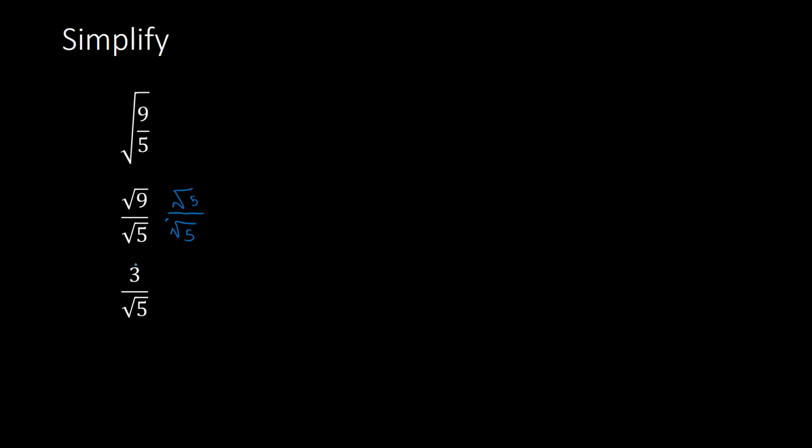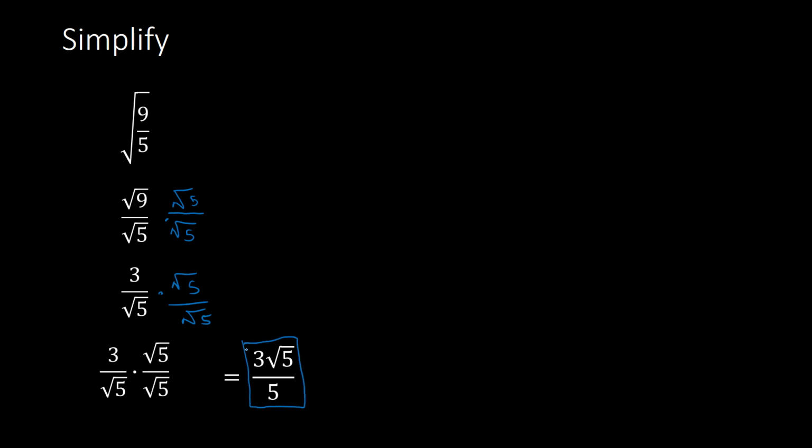And by the way, the square root of 9 can reduce to be 3. So I guess from this point we could do the square root of 5 over the square root of 5. And then when you multiply the numerator, 3 times the square root of 5, we get 3 square root of 5. And then the denominator, the square root of 5 times square root of 5, would give me 5. So my final solution would be right here, 3 square root of 5 over 5.